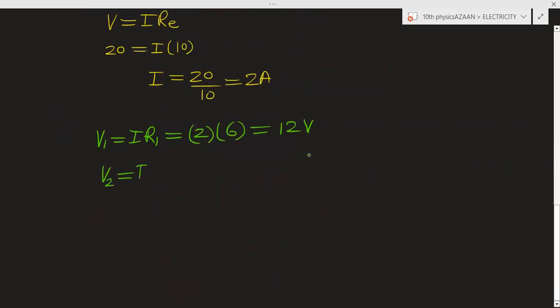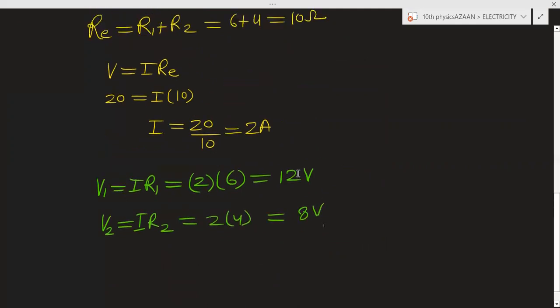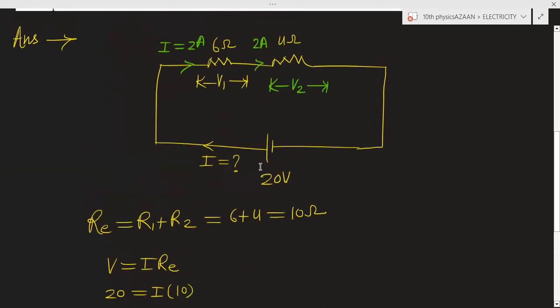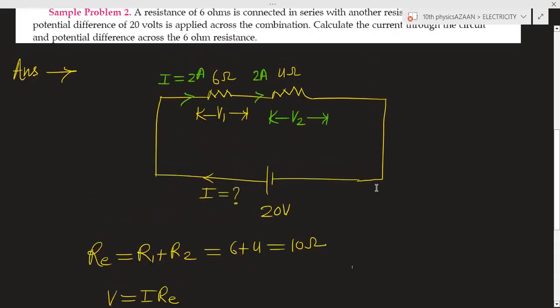V2 is equal to I into R2, that is equal to 2 into 4, that is equal to 8 volt. Now you can just check, 12 plus 8 is equal to 20 also. Cross checking also you can do.